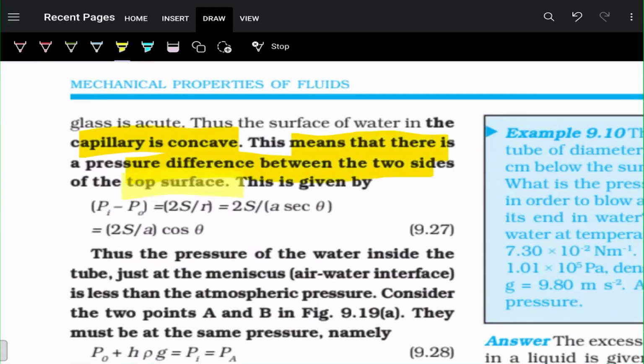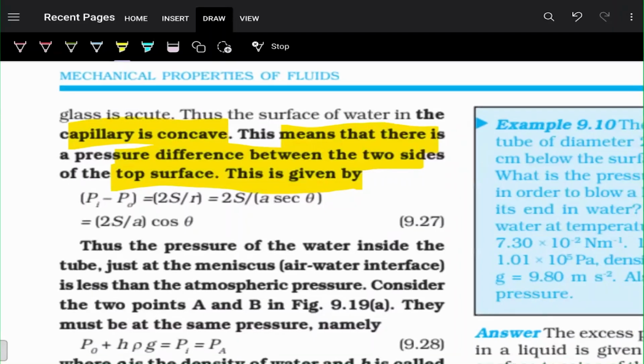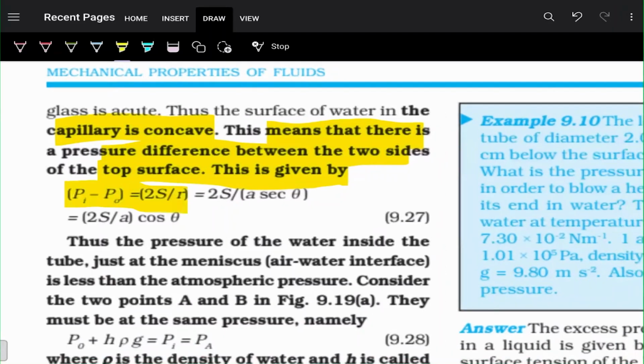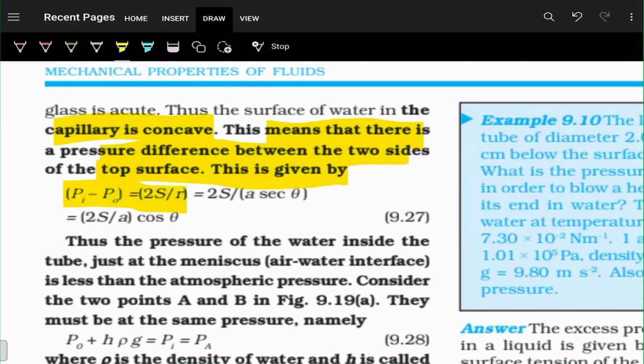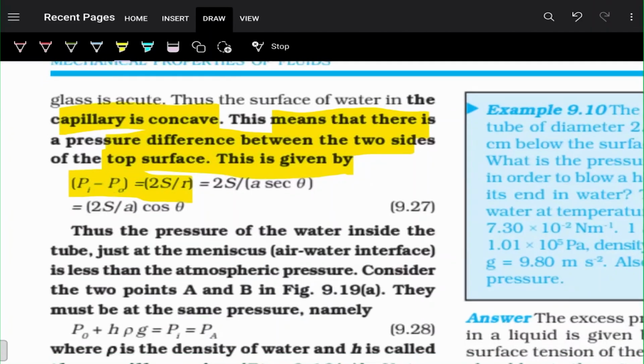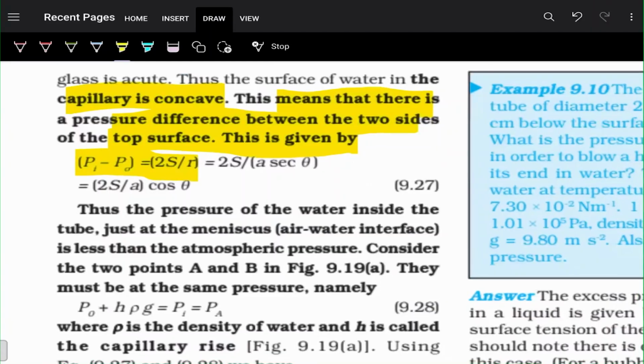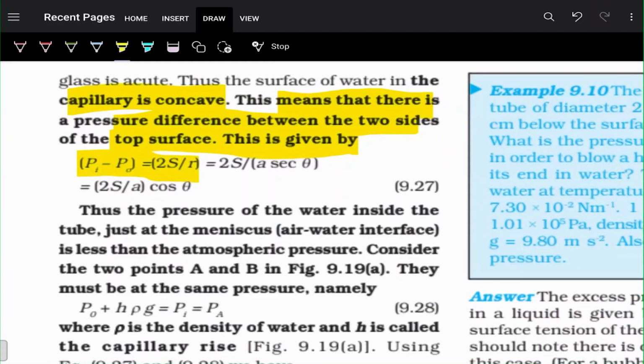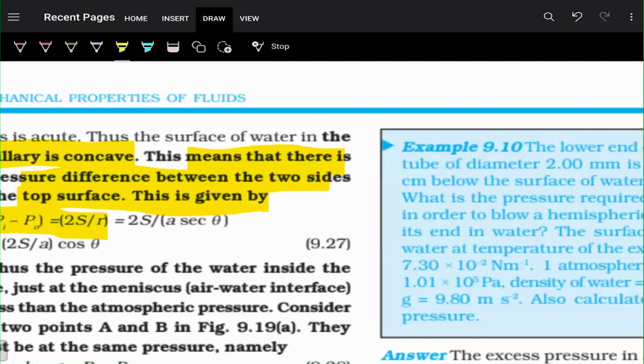And the pressure difference is the excess pressure, 2 into surface tension divided by R. We learned that excess pressure, P inside minus P outside, is equal to 2S by R. ഇവിടെ നമുക്ക് റേഡിയസിനെ എങ്ങനെ എഴുതാൻ പറ്റും?